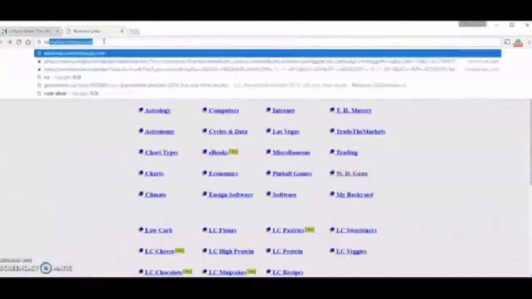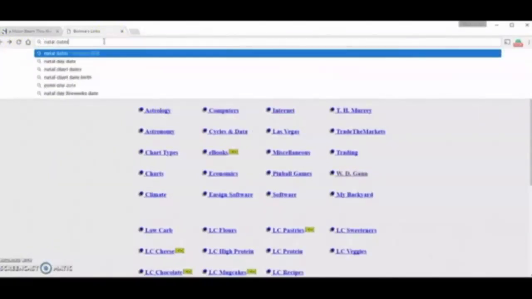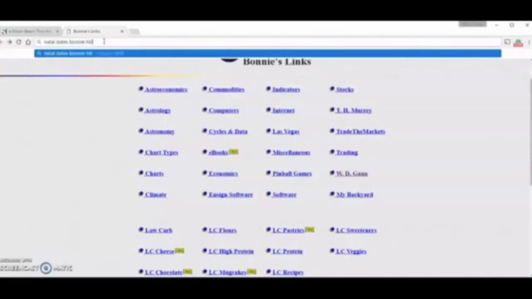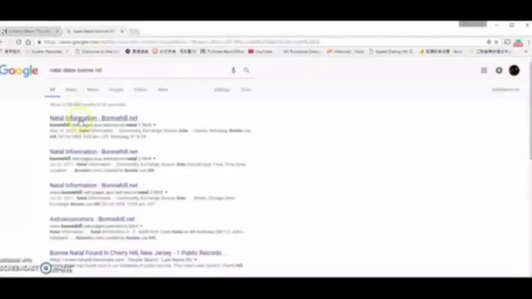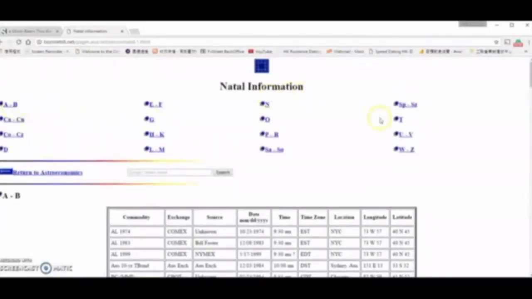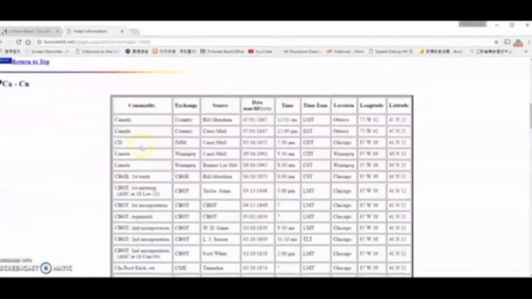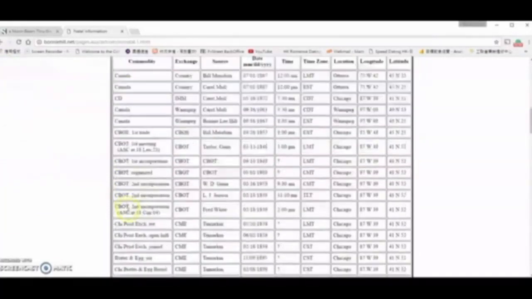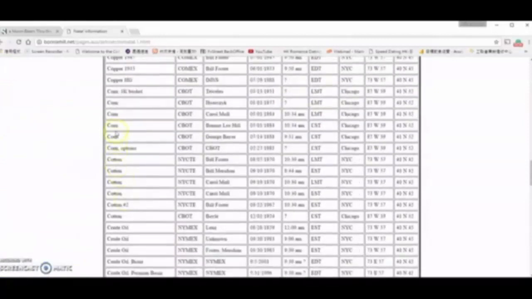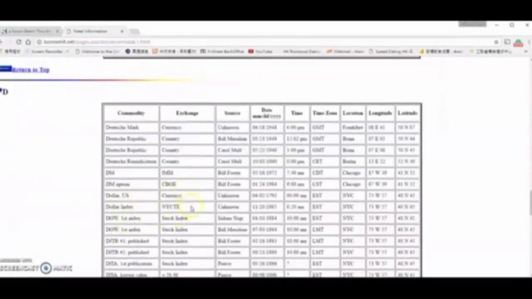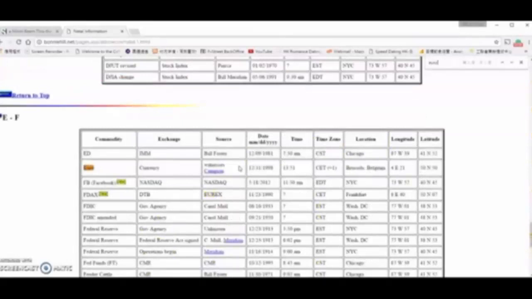So it has A to C, all the commodities, stock or oil or forex, corn, all kinds of commodities with the NATO dates and time, with location, longitude, latitude as well. Take for example Euro. It has the 31st of December 1998, which was set up in Belgium. So I also take reference on this as the NATO of Euro as well.